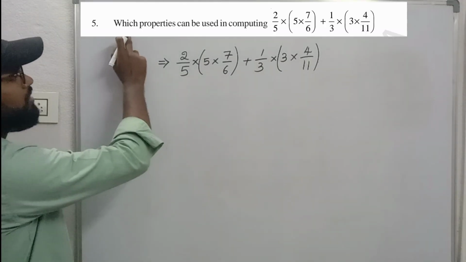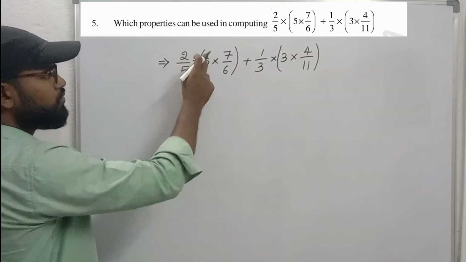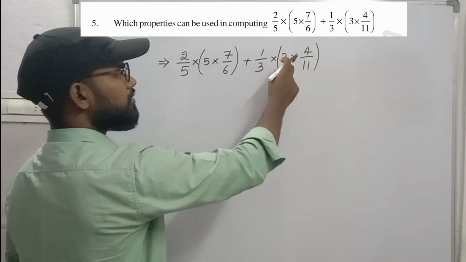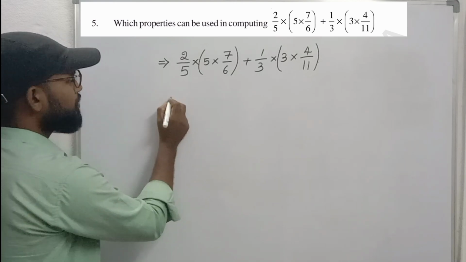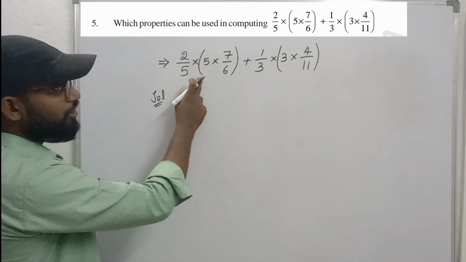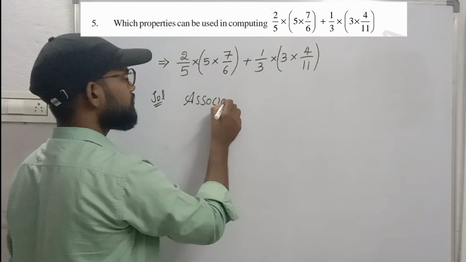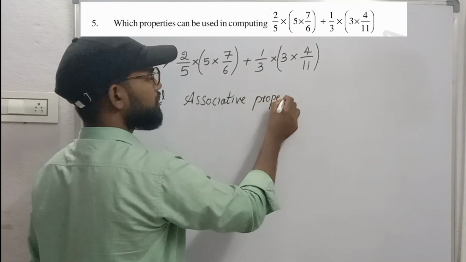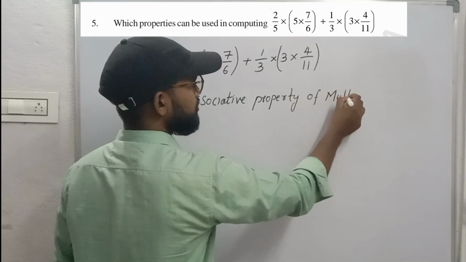Now see, the question is, which properties can be used in computing 2 by 5 into 5 into 7 by 6 plus 1 by 3 into 3 into 4 by 11. So see, what property is here? The solution is the associative property of multiplication.